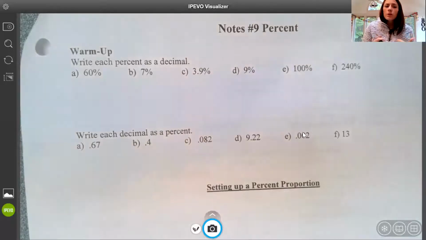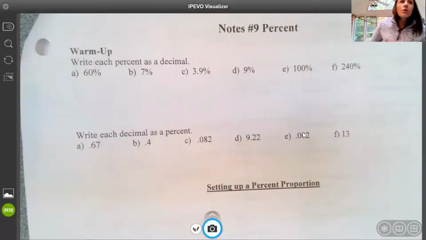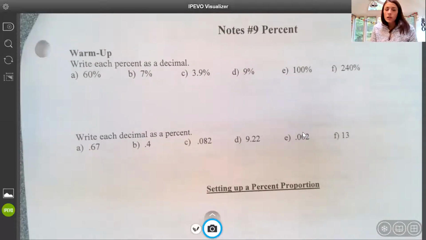So first thing we want to be able to do is have the skill of writing a percent as a decimal or a decimal as a percent, which we don't actually use in our percent proportion, but it's good review for us to go through. And also, there are other ways that we can find solutions to these problems.